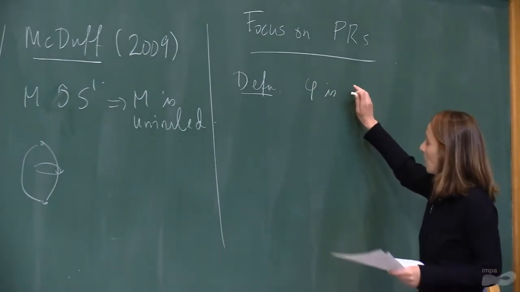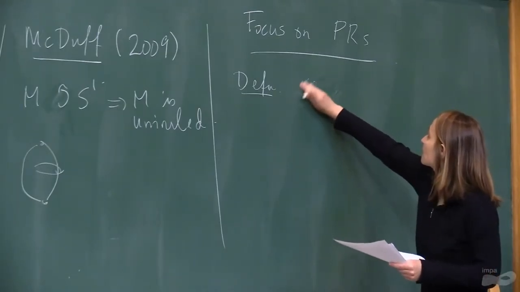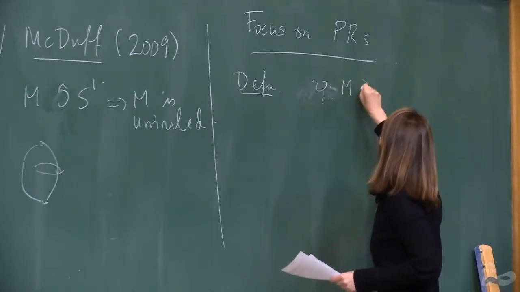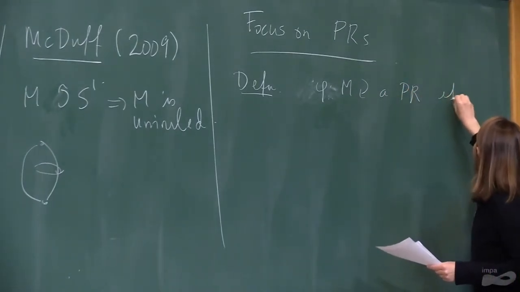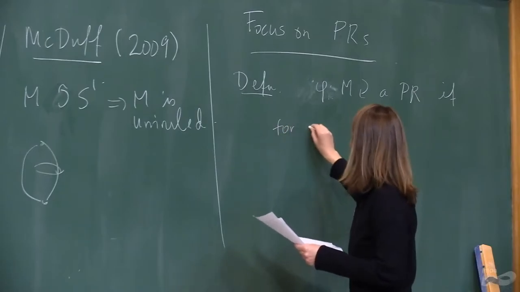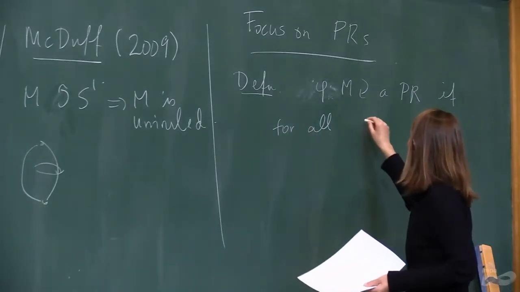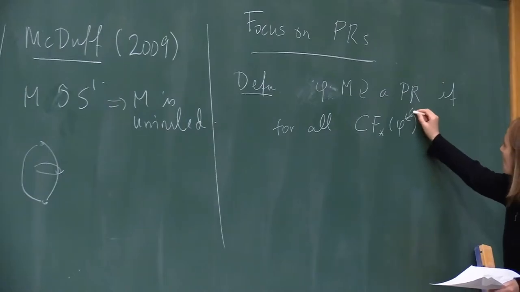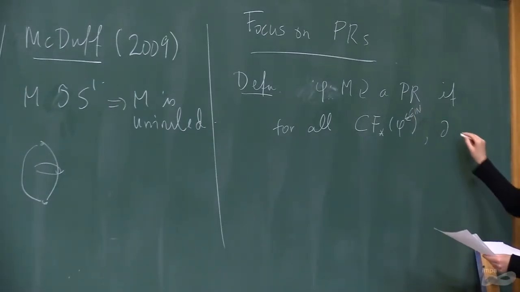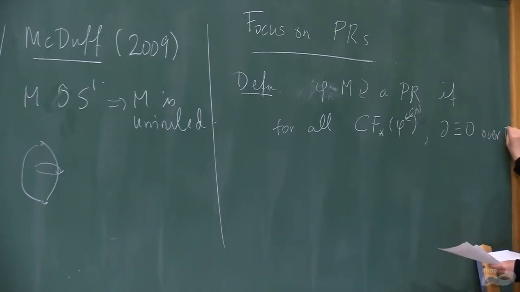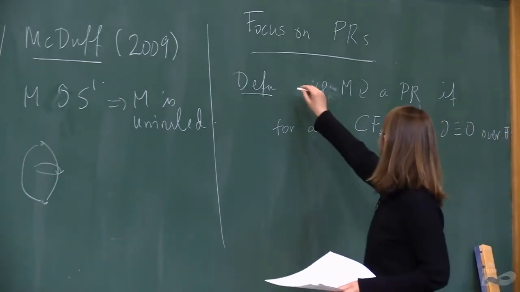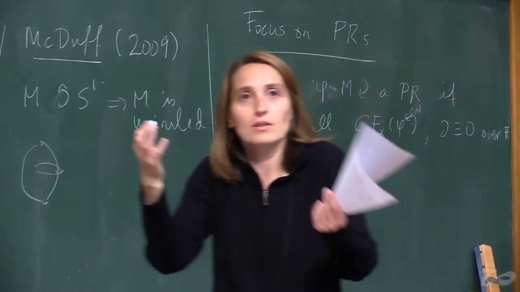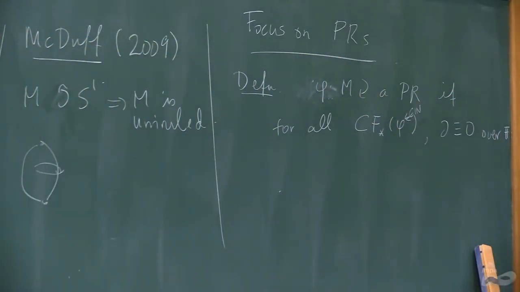let me just first say that for all, let's call phi a pseudo-rotation if for all iterations p to the k the Floer differential is zero. Now, in fact, that's exactly what happens when you take this situation, what the pseudo-rotations are for CP^n, et cetera. That's exactly what it is. So the differential is zero.